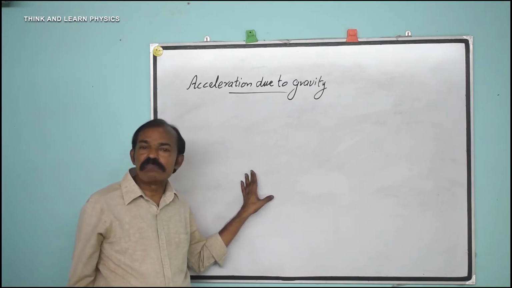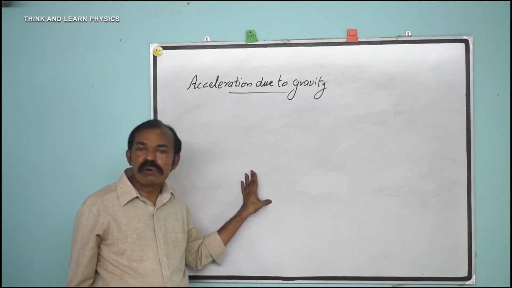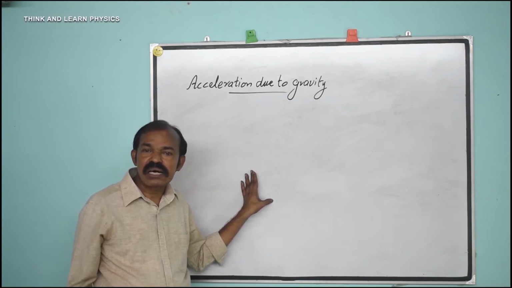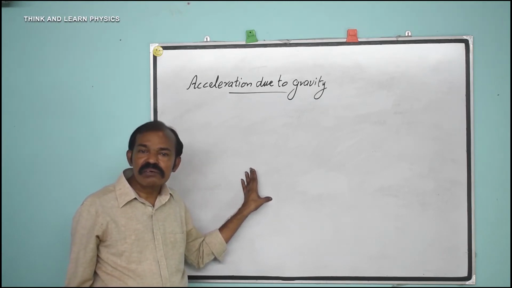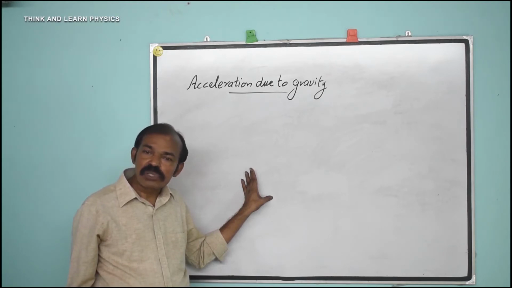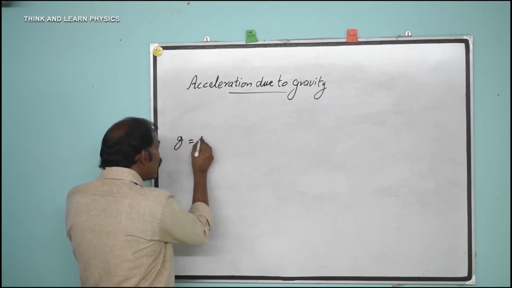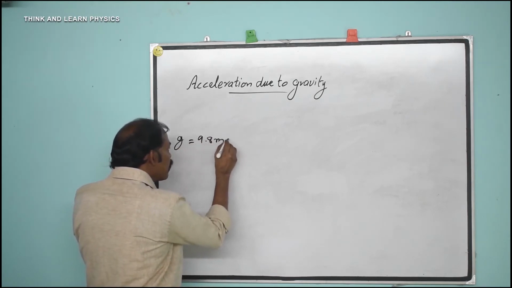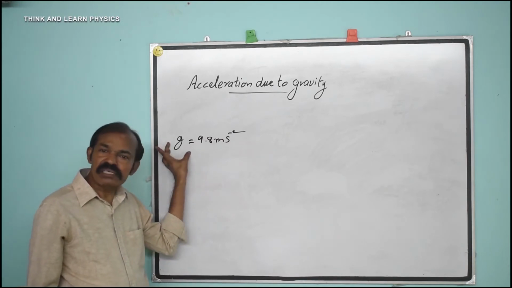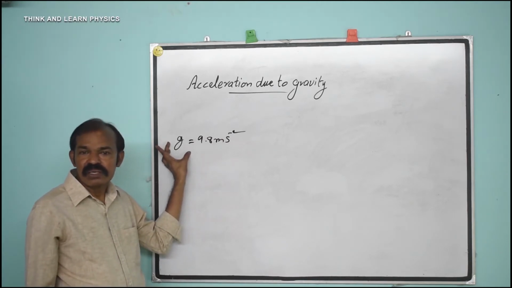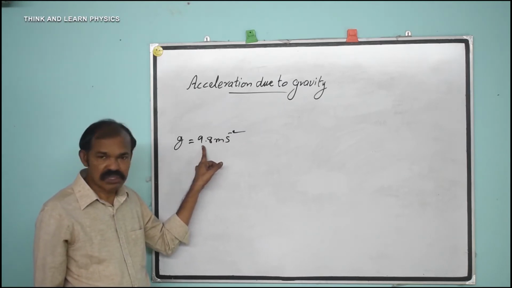It changes from place to place on the surface of Earth. It will be maximum at the poles and the minimum at the equator. But its value is approximately taken to be 9.8 meter per second square. Small g represents the magnitude of acceleration due to gravity. It is nearly taken to be 9.8 meter per second square.